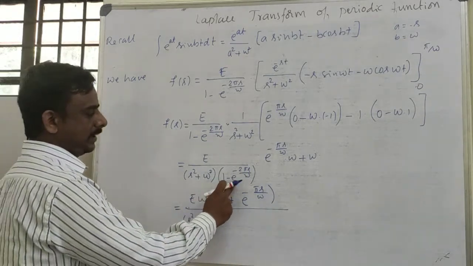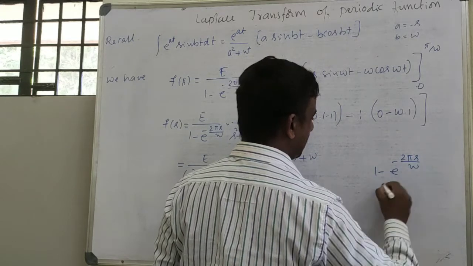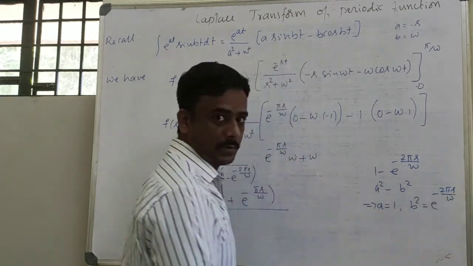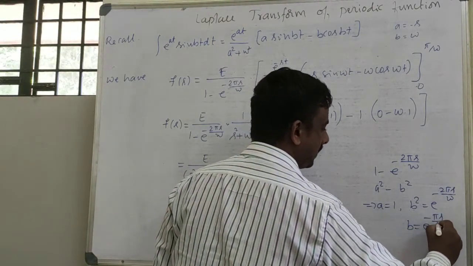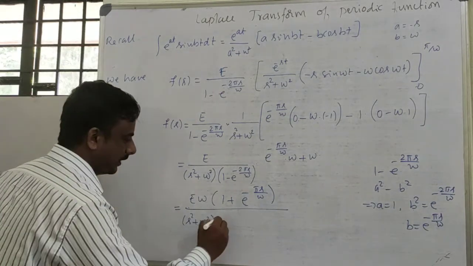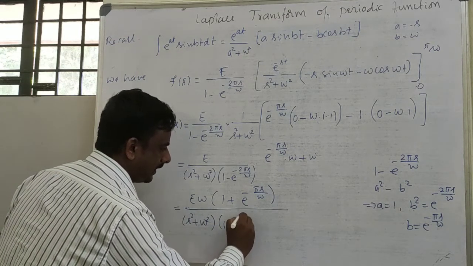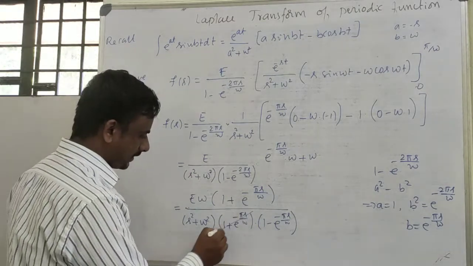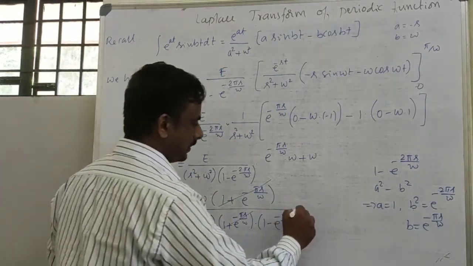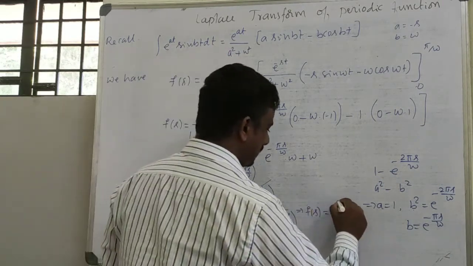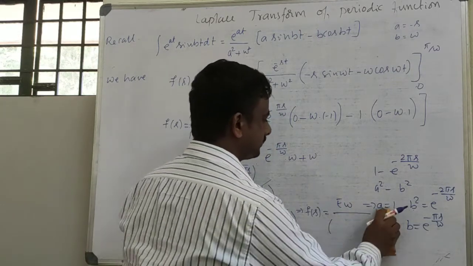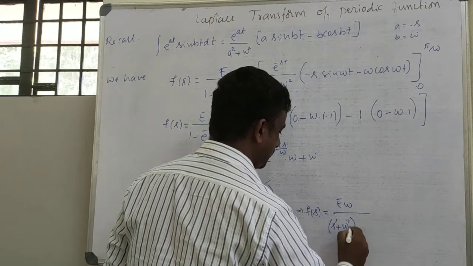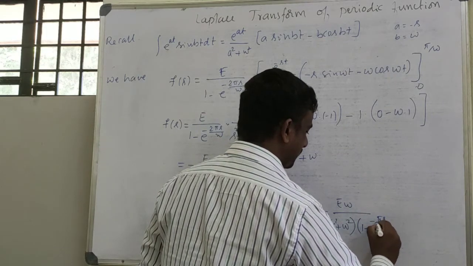You can compare this term 1 minus e power minus 2 pi s by omega with a square minus b square. So I will get a equal to 1 and b square is e power minus 2 pi s by omega. Taking square root on both sides, b equals e power minus pi s by omega. Expanding using the a square minus b square formula, it will be a plus b, that is 1 plus e power minus pi s by omega, into 1 minus e power minus pi s by omega. So 1 plus e power minus pi s by omega cancels. I will get f of s equal to e omega divided by s square plus omega square, into 1 minus e power minus pi s by omega.